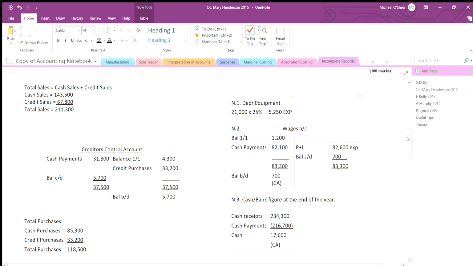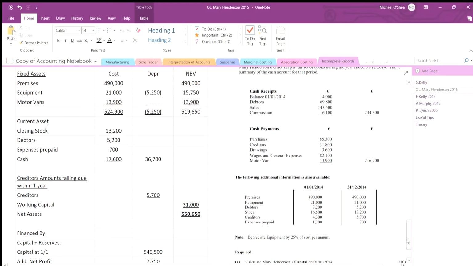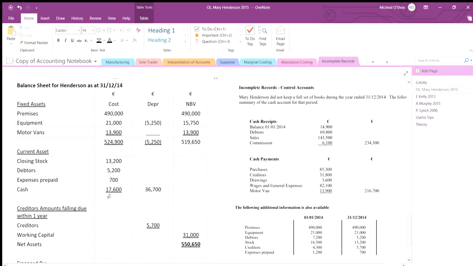And that's an important figure. It's worth more marks than the other current asset figures as you had to work it out. 17,600 is my final current asset figure because I do have cash. If I add the four of those up, it gives me 36,700.